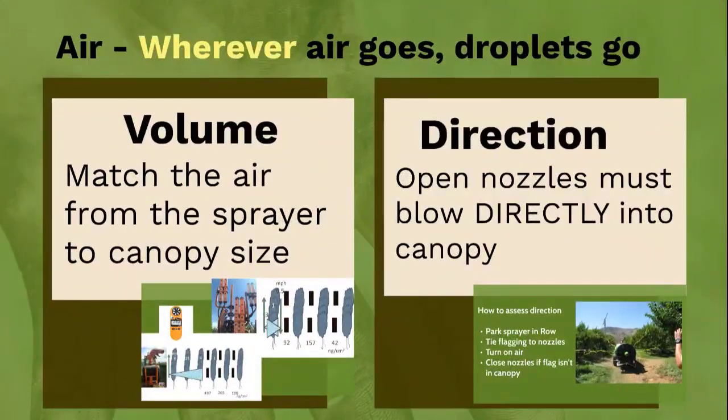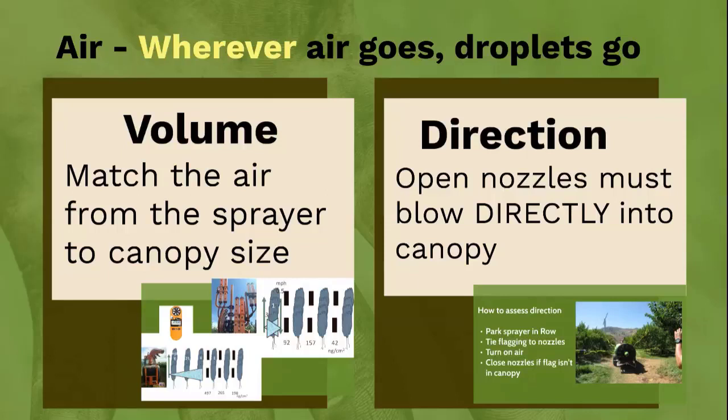So let's start first with air. If you get your air volume and direction correct, it will drastically improve your coverage. In any air-assisted sprayer, the function is using the air from the machine to push droplets into the canopy. Therefore, it's easy to think of it this way: wherever air goes, droplets follow. If your air pushes through the canopy, then the droplets will blow right through also.